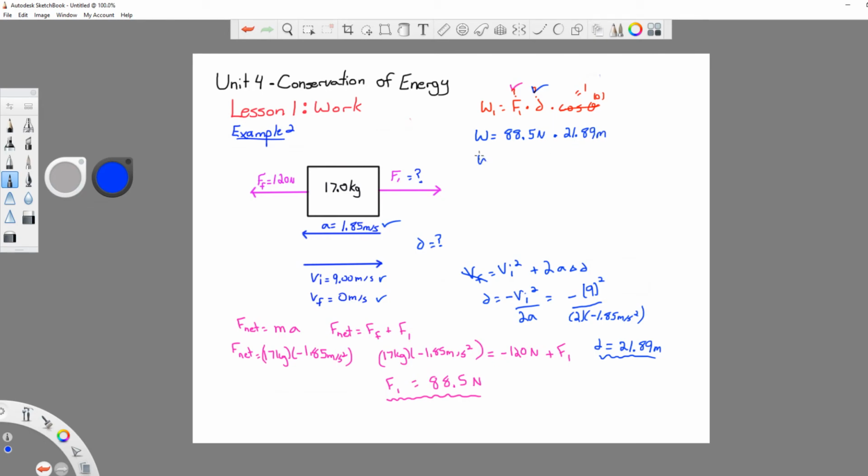meters. And we get a work value here of, I'm going to put it straight into scientific notation, 1.94 times 10 to the 3 joules. And that's it. That's the final answer for example 2.